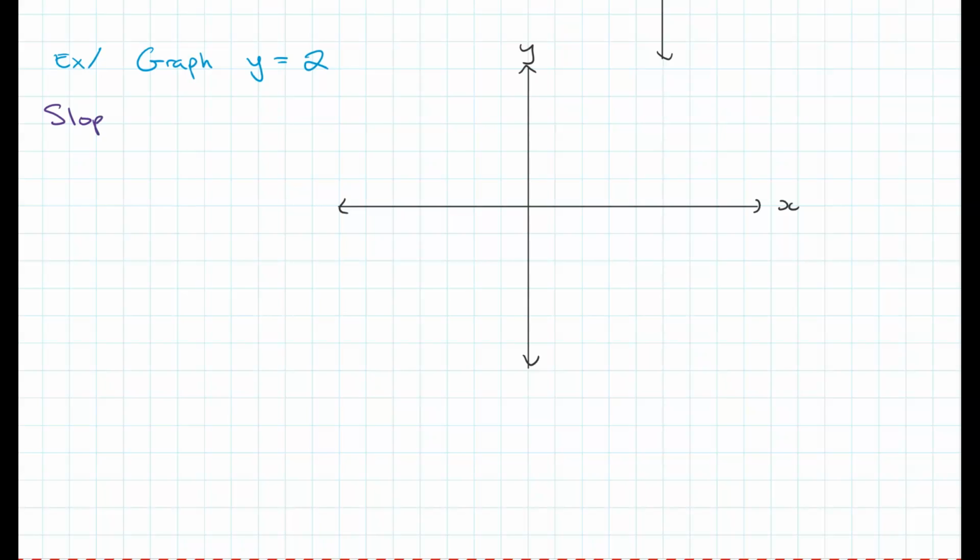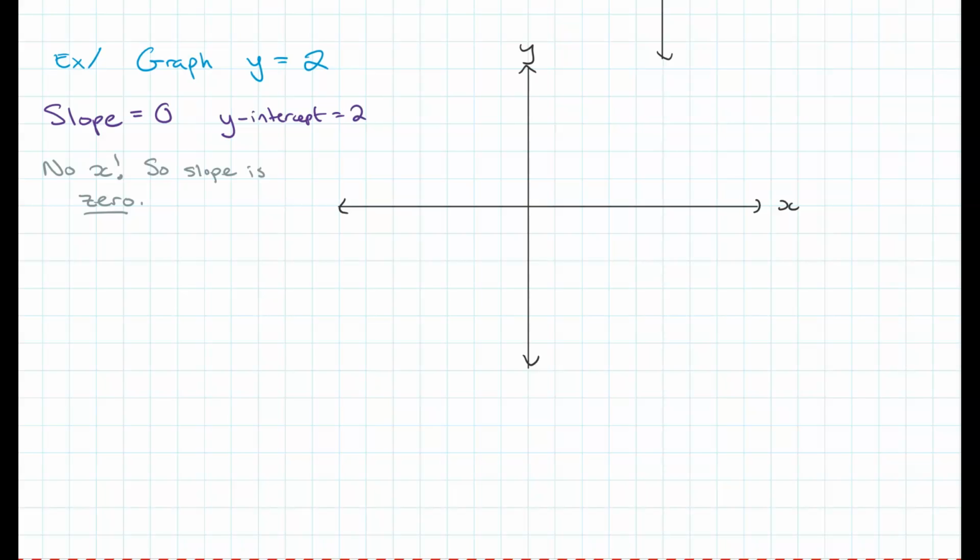Now here, I need to identify my slope and my y-intercept, but there's no x, which means I don't have a slope. What it actually means is the slope is 0, because 0 times x is 0, so we don't bother writing it in. So the slope is 0, and the y-intercept is the thing that is not in front of the x. It's the number 2.